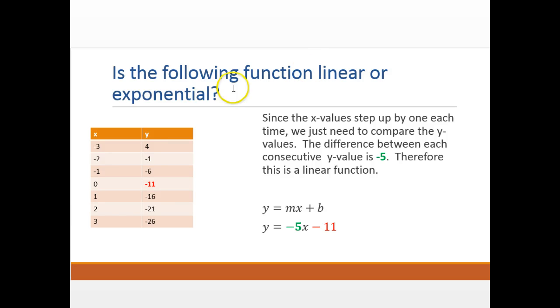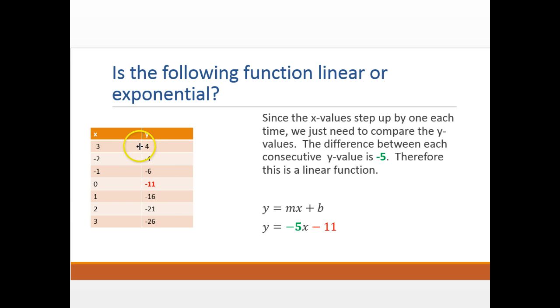Is the following function linear or exponential? If we look at it, the unit values for x all increase by 1, so all we really need to do is focus on the y values. Notice the y values all decrease by 5. 4 to negative 1 is a decrease of 5. Negative 1 to negative 6 is a decrease of 5.